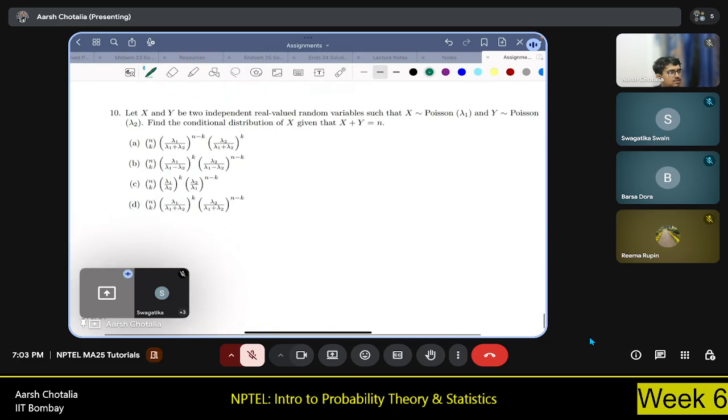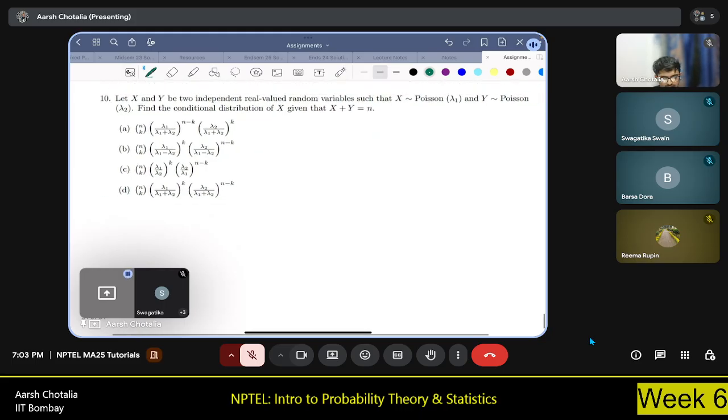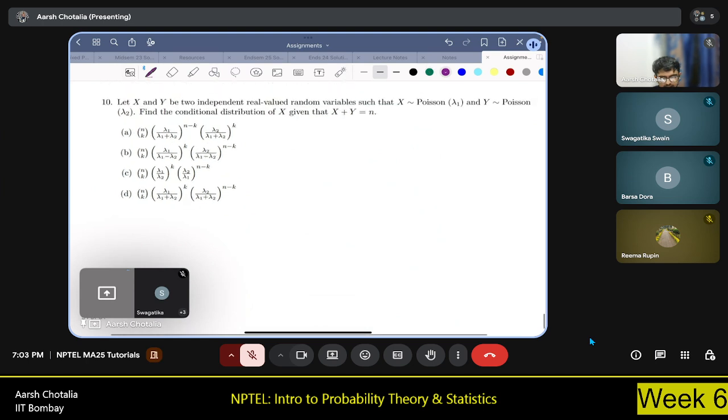Okay, so this is the last one. Let's do it, and then if you have any questions, you can ask me. So we are given two random variables, again independent ones. Both of them are Poisson, but with different parameters, lambda1 and lambda2. And we have to find the conditional distribution of x, given that x plus y is equal to n.